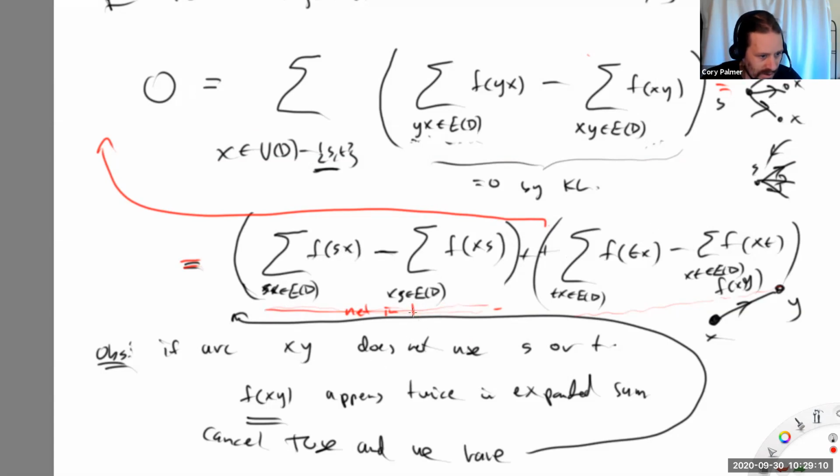This is the net flow out of S, right? Out of S minus into S. That's the net flow out. And this here is the negative of net into T. But when I bring it over to there, it'll be the net into T. And so the two equal each other, okay?